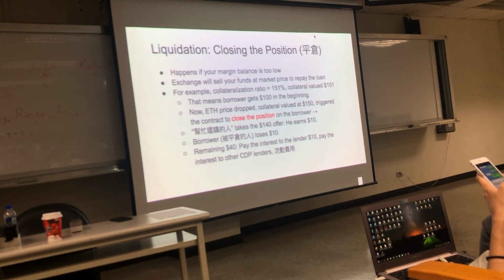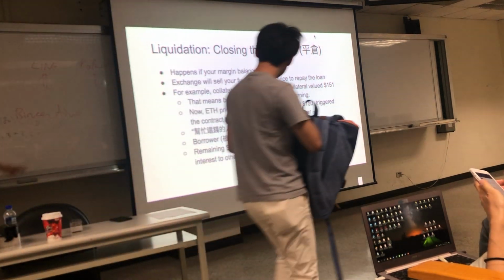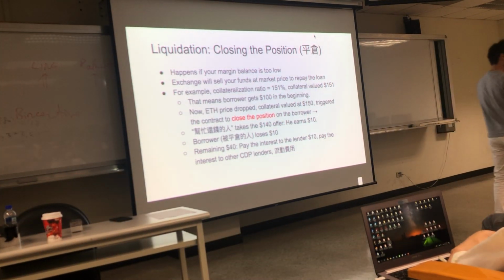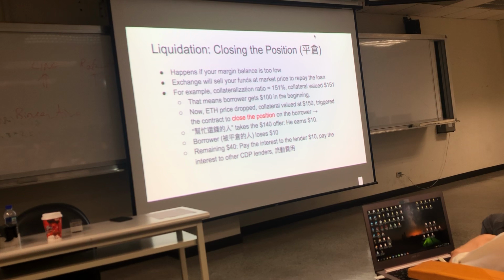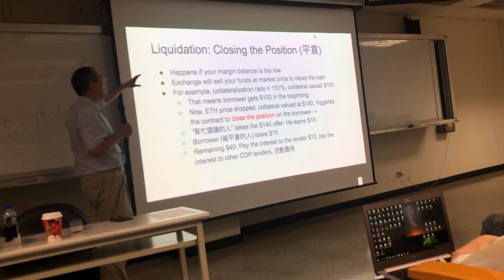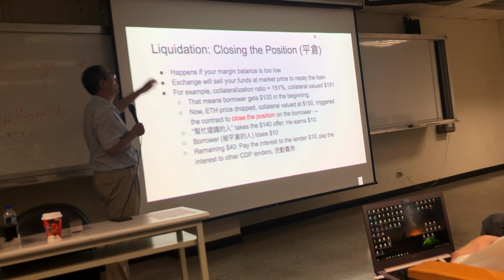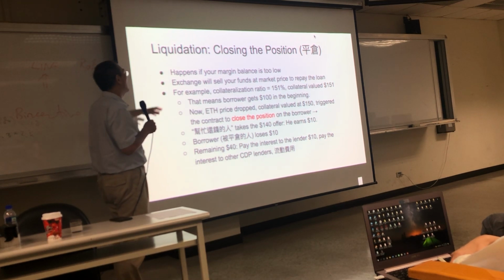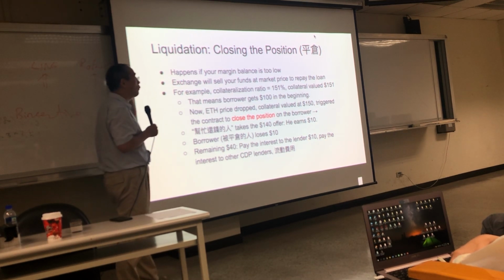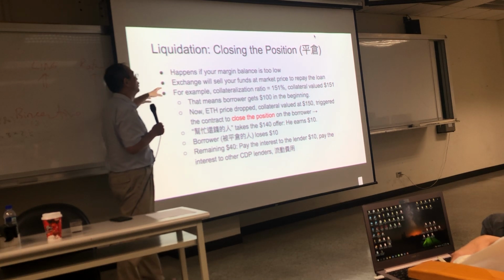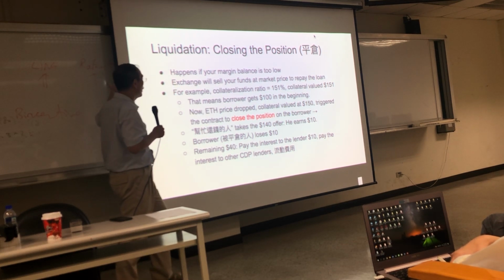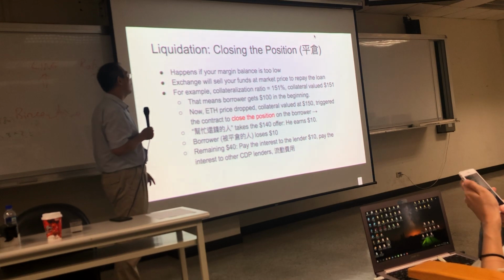Okay, so when the unfortunate case happens, for example, if the price goes down too much, like I said, the collateralization ratio is 150%, right? So if the price goes down too much, you may need to close the position. You may be forced to close the position. It happens if your margin balance is too low. It's on a smart contract. The smart contract will sell your funds at market price.